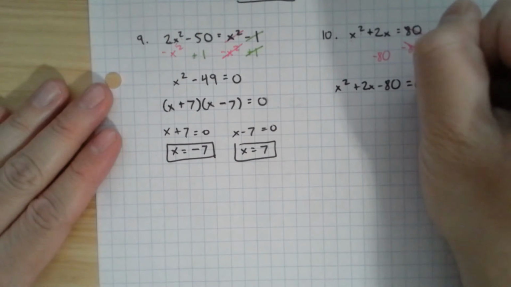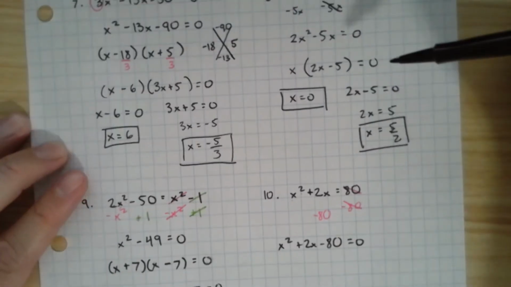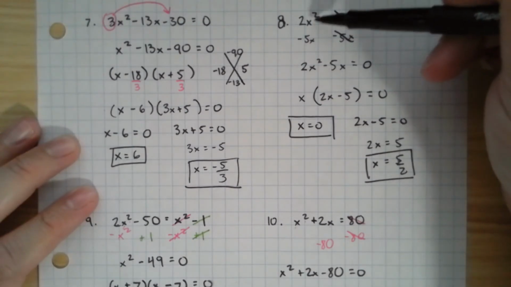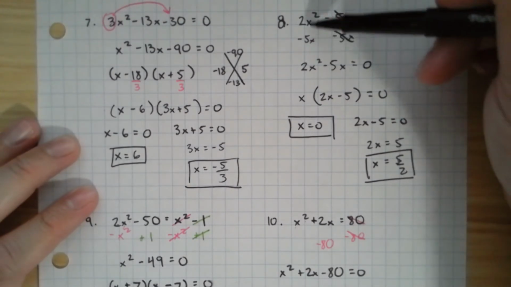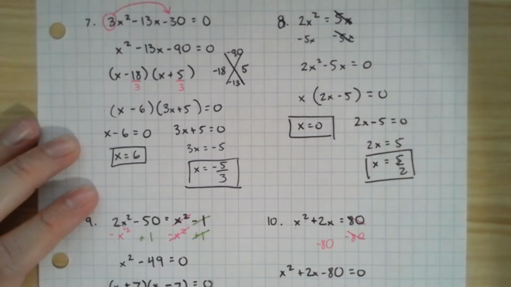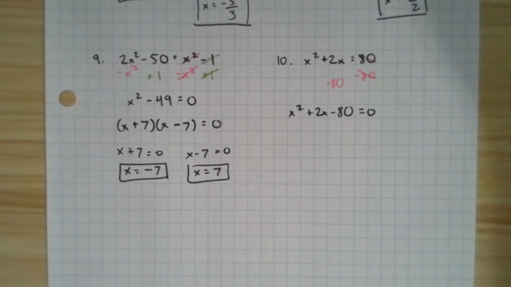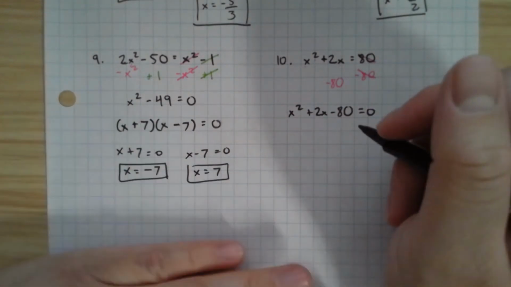I guess I didn't make an emphasis for number 8. Number 8, when I subtracted 5x from both sides, x squared and x were not like terms, so I put them together like this. Okay, anyway, so here we are.